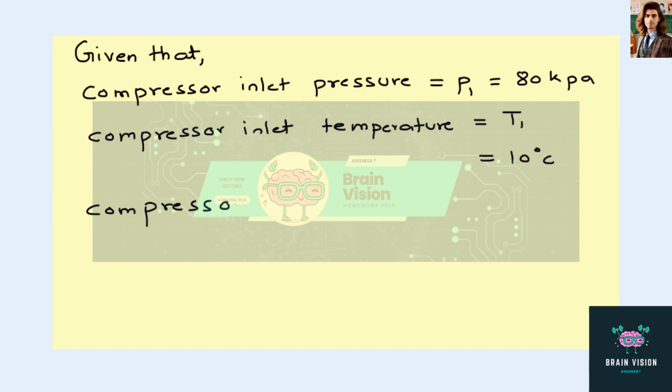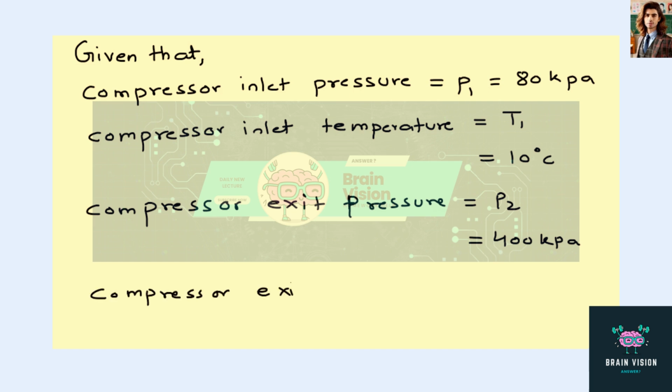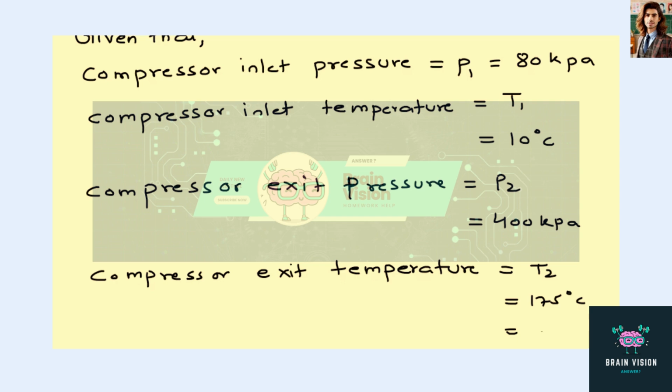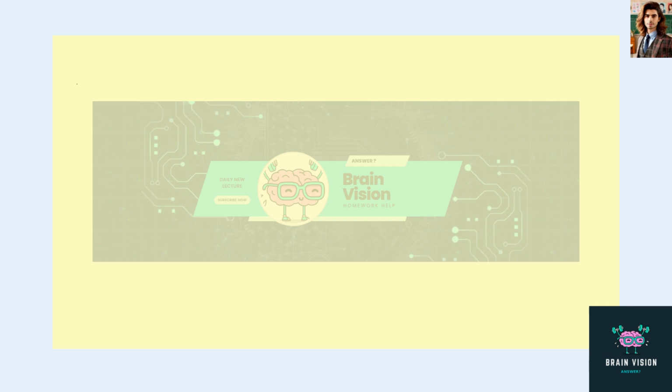Now, the compressor exit pressure is given by P2, and P2 is given as 400 kPa, and the compressor exit temperature is equal to T2, and T2 is given as 175 degrees centigrade, which is equal to 448 Kelvin. We just changed degrees centigrade to Kelvin.